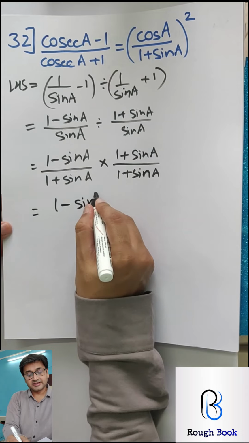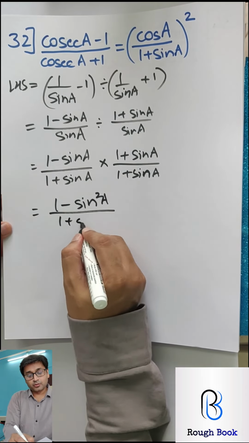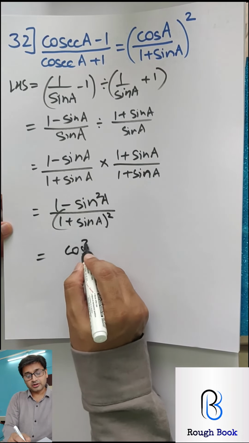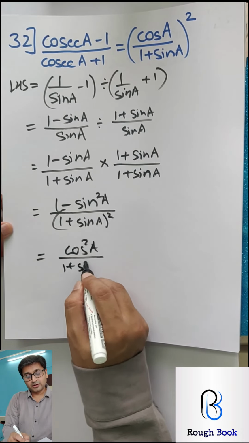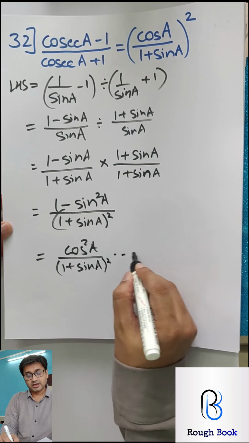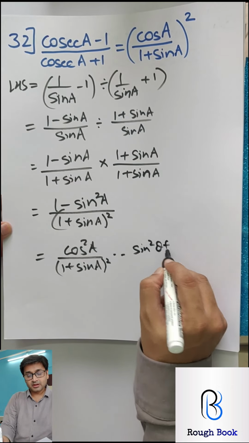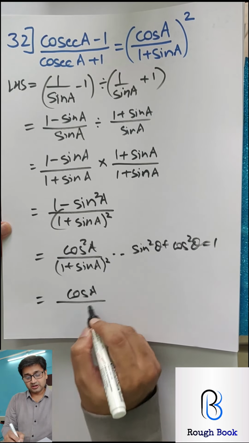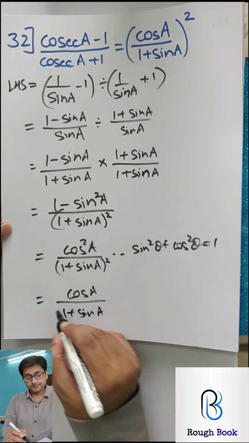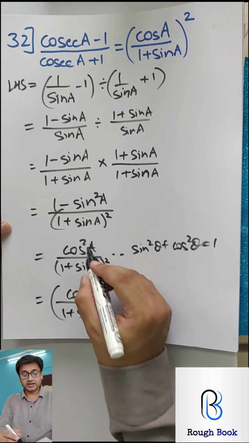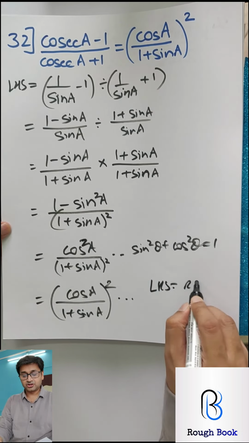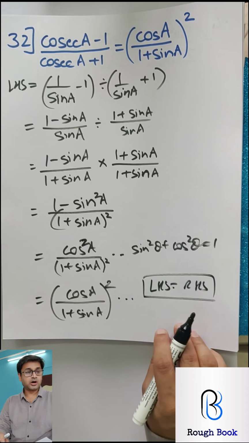So 1 minus sine square upon 1 plus sine A the whole square. What is 1 minus sine square? Cos square upon 1 plus sine A the whole square. Reason, sine square plus cos square is equal to 1. So finally I can say cos A upon 1 plus sine A the whole square. This square and this square together becomes the whole square. And therefore LHS is equal to RHS.